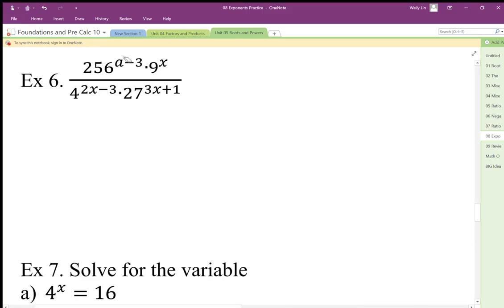Base, and again, exponent rules rely on the same base. Here we have base 256, base 9, base 27, base 4. This is a real problem because none of these bases match. However, we can re-express some of these bases with different bases.